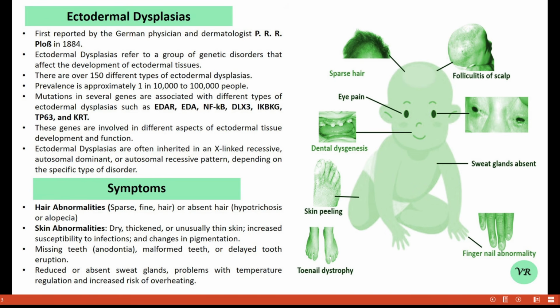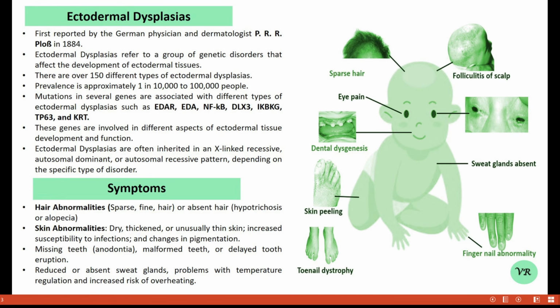EDAR gene is associated with hypohidrotic ectodermal dysplasia, also known as Christ-Siemens-Touraine syndrome. EDAR gene encodes a receptor involved in the signaling pathways critical for the development of hair, teeth, and sweat glands. EDA gene is associated with X-linked hypohidrotic ectodermal dysplasia and encodes a protein involved in the signaling pathways that regulate ectodermal development. Mutations lead to reduced or absent sweat glands, hair, and teeth.